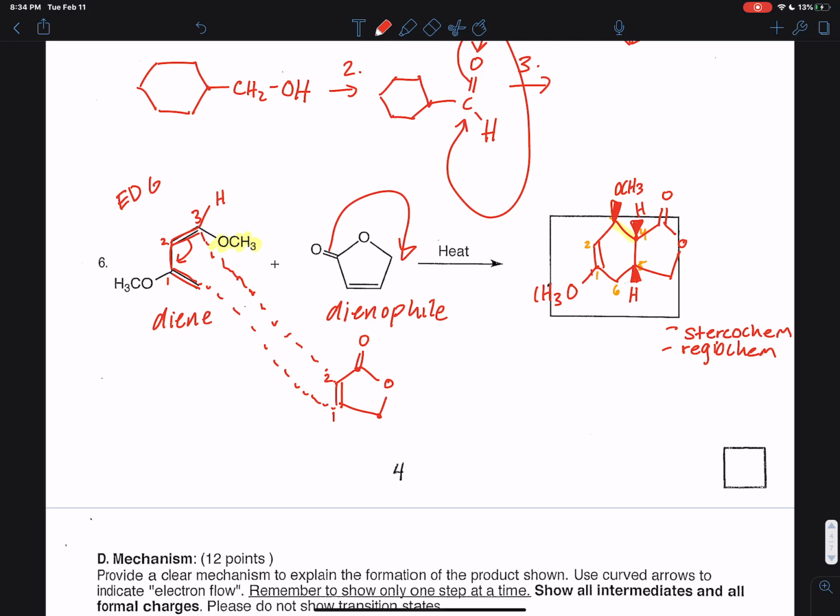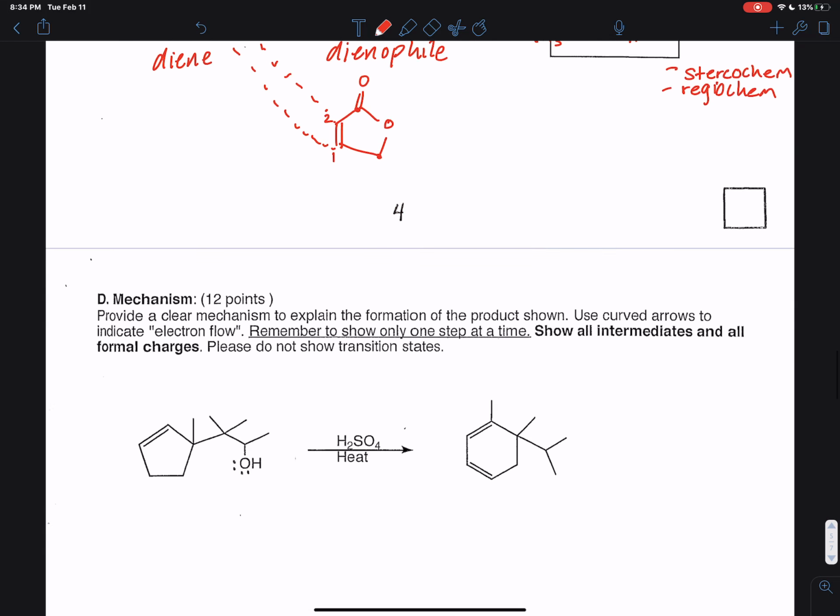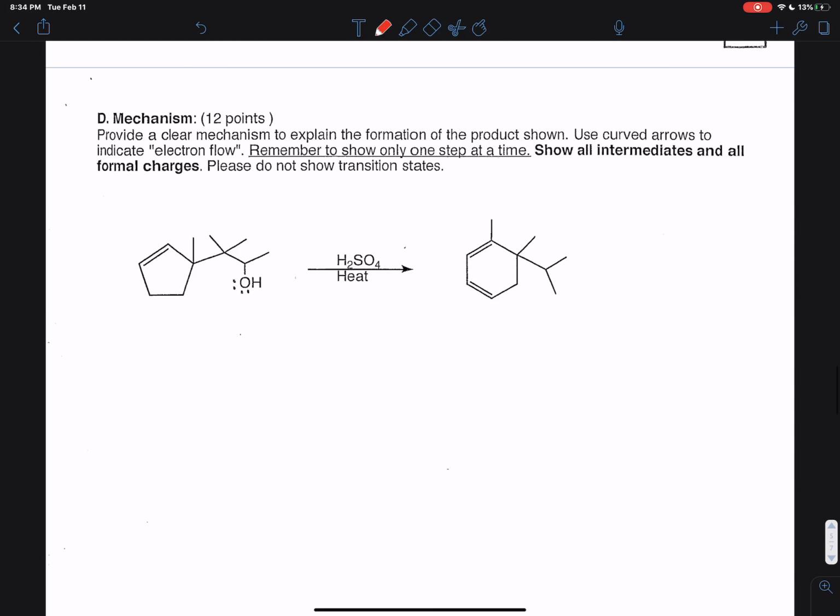Okay, do you guys have any questions about Diels-Alder? Okay, let's do mechanism. So we're going to have to show one step at a time, show all of the intermediates and all of the formal charges, and we don't need to show transition states, of course.